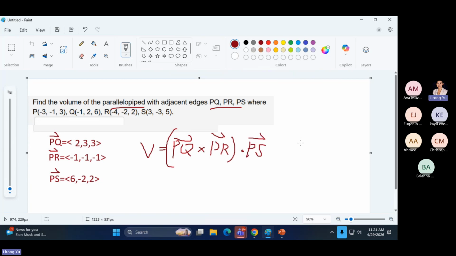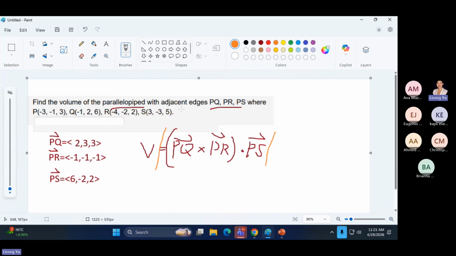The order can be changed. Whichever combination, you're going to find the same number anyway. You can also do PR cross PS and then dot PQ, or PQ cross PS and then dot PR. It really doesn't matter. The difference may be in positive or negative: if we switch the order, it sometimes becomes a negative number, but it's the same number. That's why we take the absolute value of the dot product, and that will be the volume. So this indicates the process.